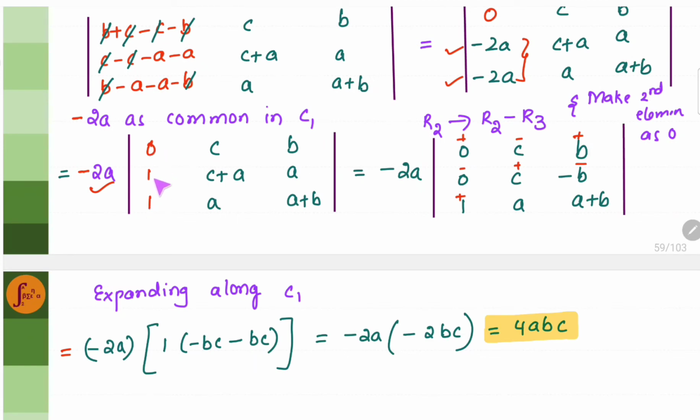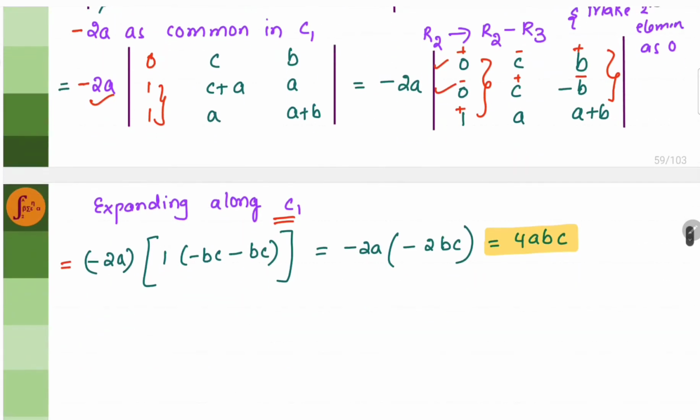Try to make this one also as 0. If you make this one as 0, then you're going to get this particular determinant. Now it is fairly simple because you've got 2 zeros and all others are simplified. So now you expand along C1. Why C1? Because this has the maximum number of zeros. So you evaluate and you're going to get 4 into A into B into C, which is equal to RHS.